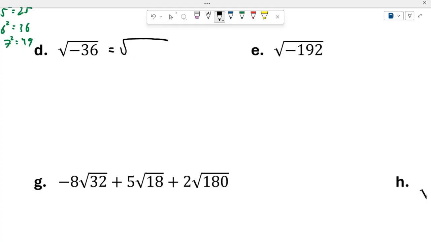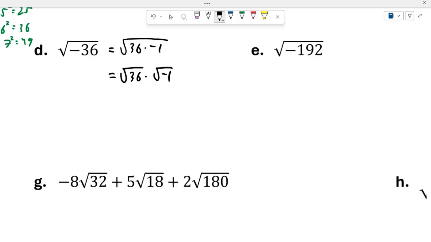Recognize that negative 36 is 36 times negative 1. Right? I think everyone knows that. Negative 36 can be rewritten as the square root of 36 times negative 1. And the reason why I'm writing that is because when you multiply, you can break up the square root. If you're adding or subtracting, you can't break up the square root, okay? So if this was 36 plus negative 1 or 36 minus negative 1, you can't break that up. But if it's times, you can break it up into 2 smaller square roots, like this.